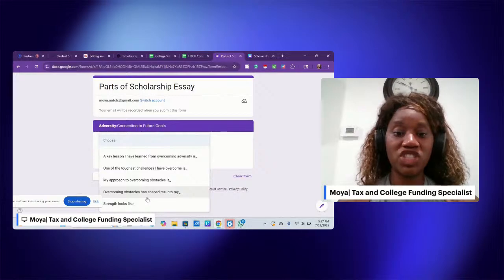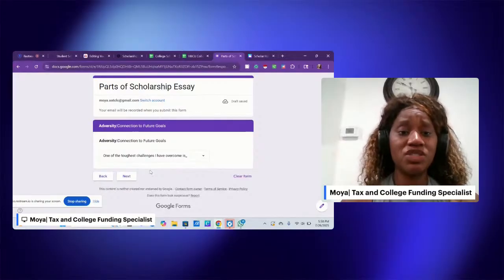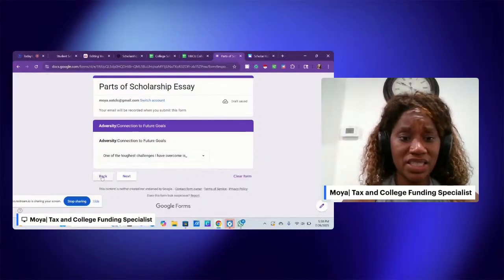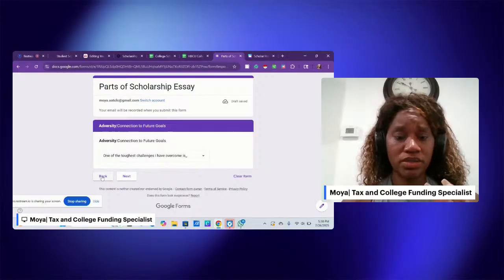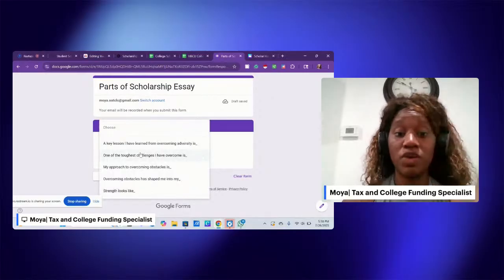So one of the toughest challenges I have overcome is... and you can pick anything. Remember, it's whatever sentence speaks to you the most. And I think this is number 4. Okay, I think this is number 4. So on your paper, you're going to write down number 4, and then you're going to write down your part to whatever you chose.